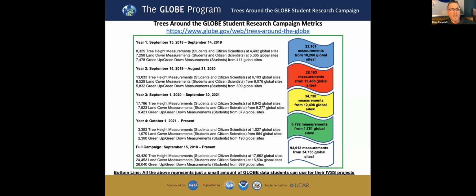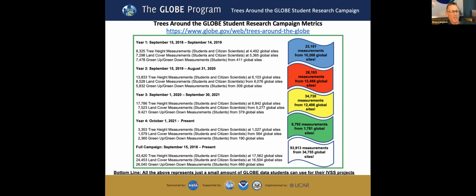Quickly, through some metrics again, I'll direct you to the last two entries at the bottom in the rectangle. Year 4, which began October 1st, 2021 through present, which is today, December 7th, 2021. We have over 3,300 tree height measurements at over 1,000 global sites. We have over 1,000 land cover observations from 564 global sites, and over 2,300 greenings measurements, green up, green down, from 190 global sites. The majority of those come from the European Phenology Campaign, which just finished their fall green down campaign.